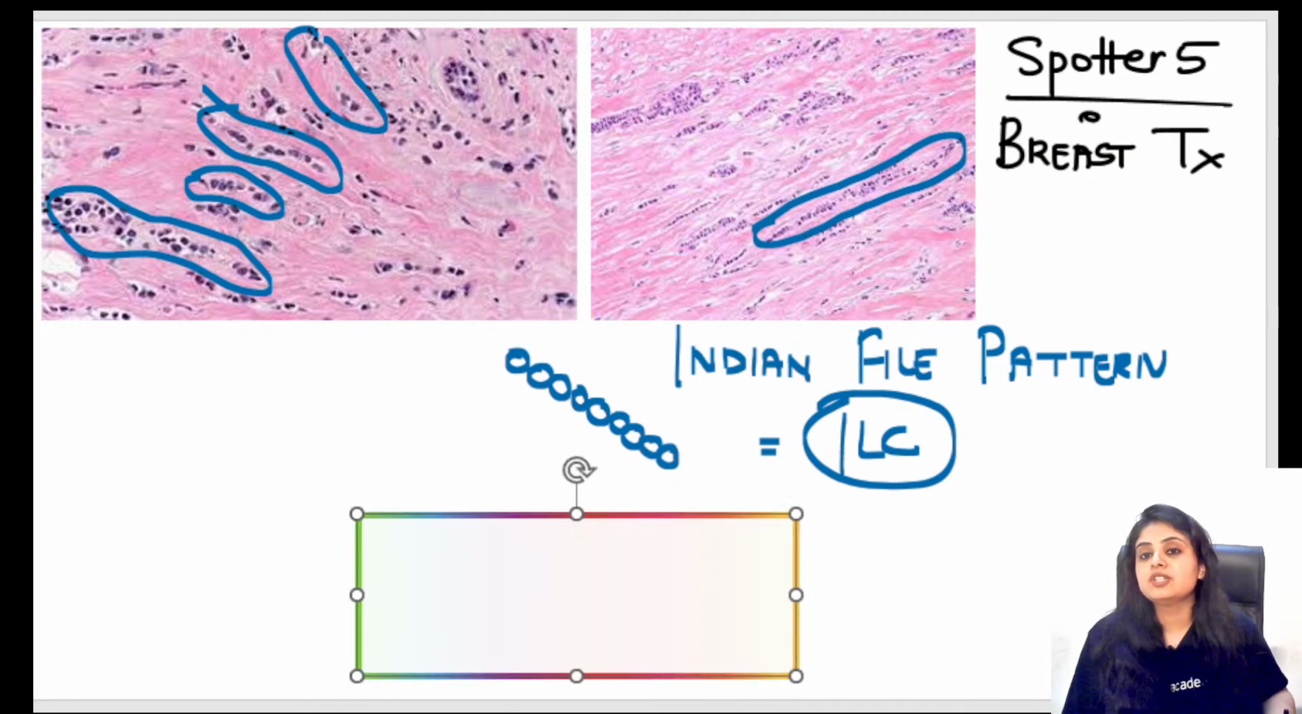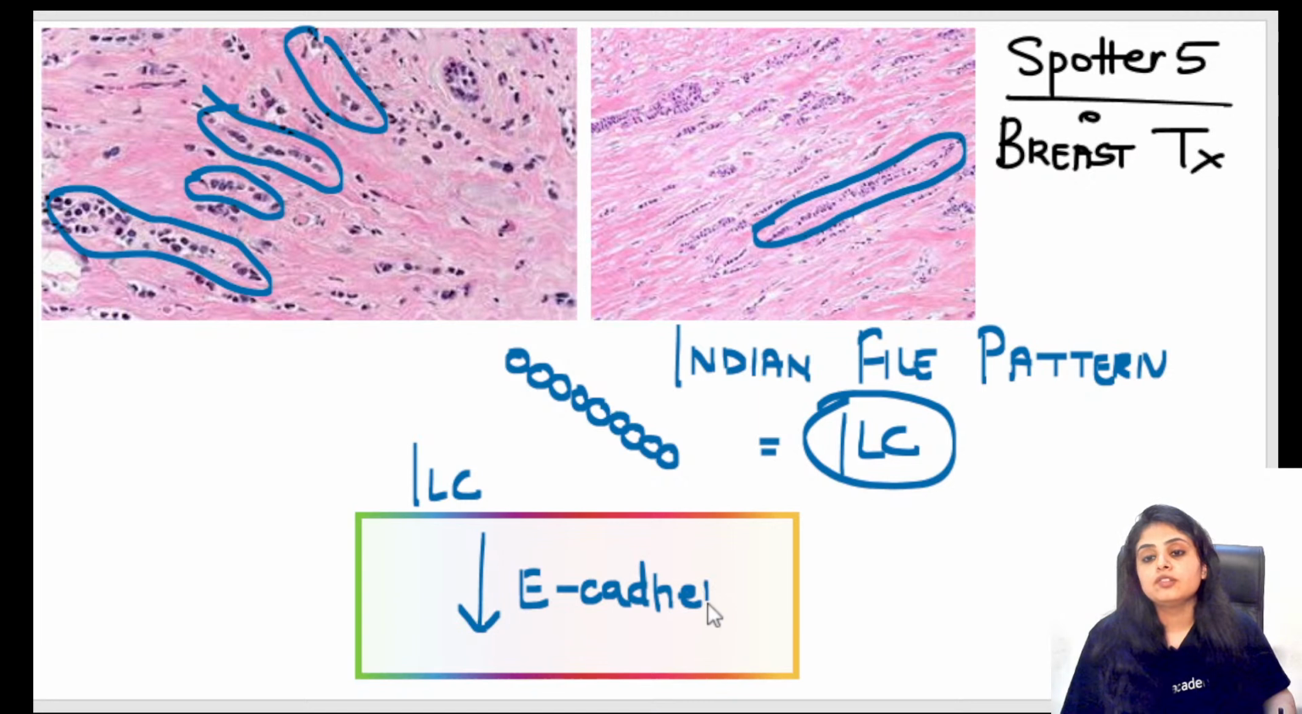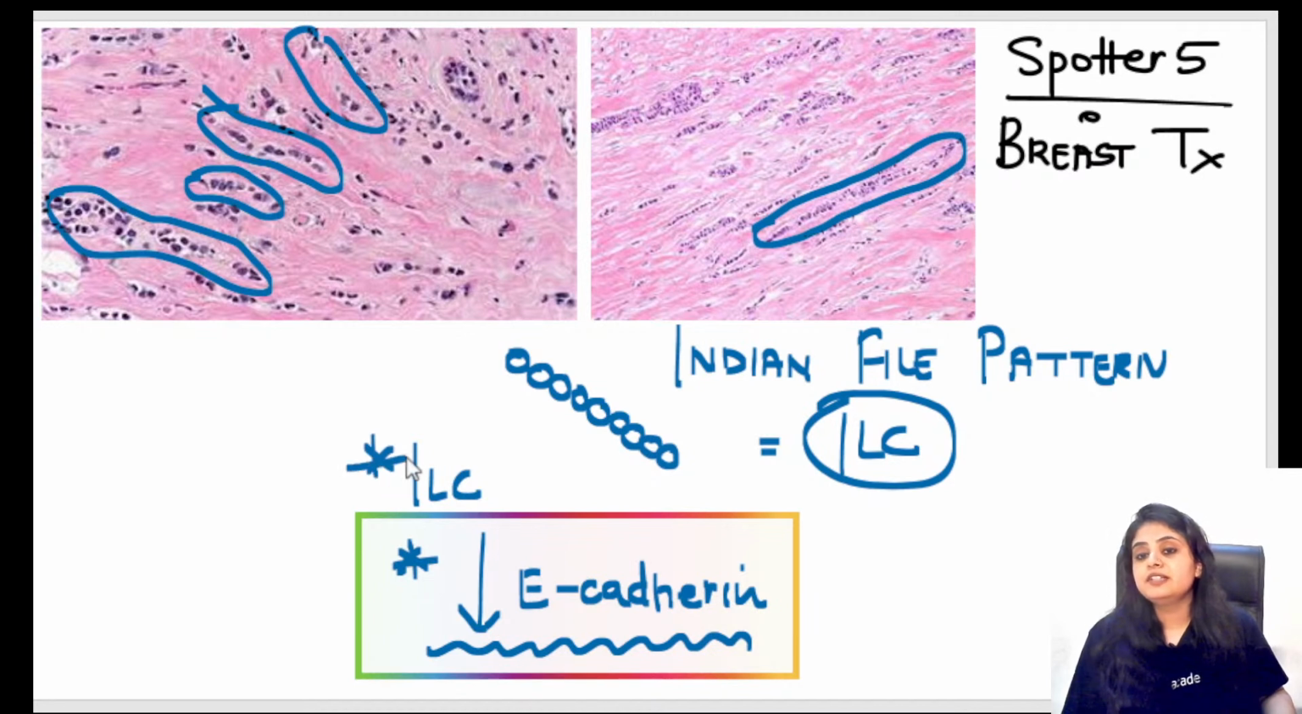What is the mutation that you see in this particular case? So invasive lobular carcinoma shows you loss of E-cadherin. Loss of E-cadherin is a question that is very important for every exam. ILC, two things. Number one, Indian file pattern. Number two, loss of E-cadherin. Amazing. Okay, spotter number 5 done.